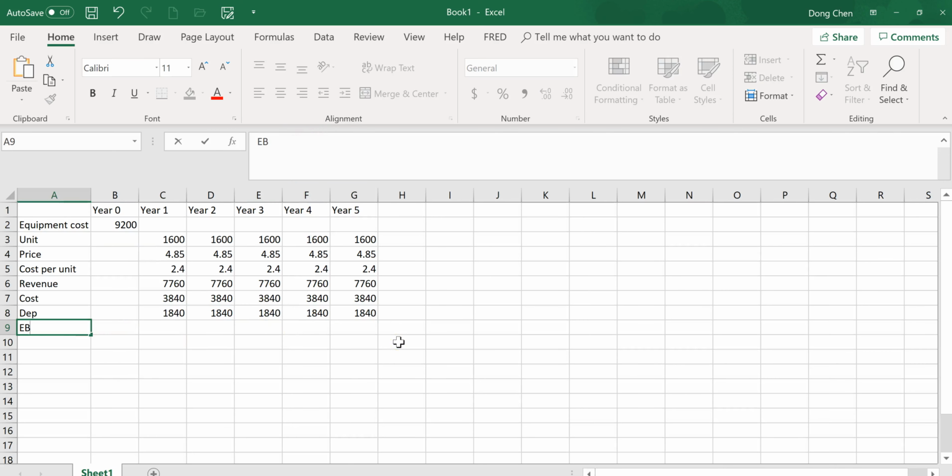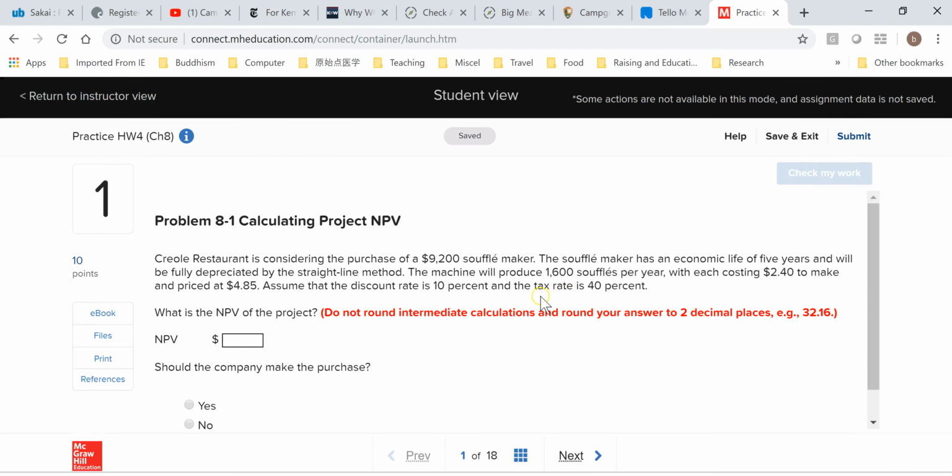So now from that, I can calculate EBIT, earnings before interest and taxes, which is simply the revenue minus cost minus depreciation. And do this for every year. So do we have any... actually for this, I don't think we need to consider the interest payment. Here we don't have any interest payment either.